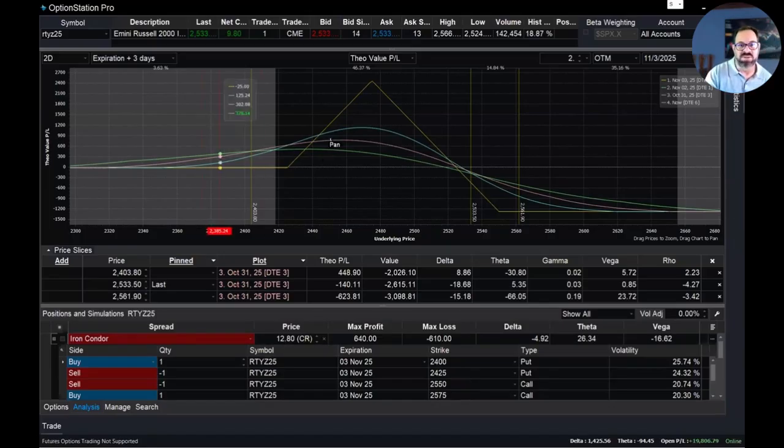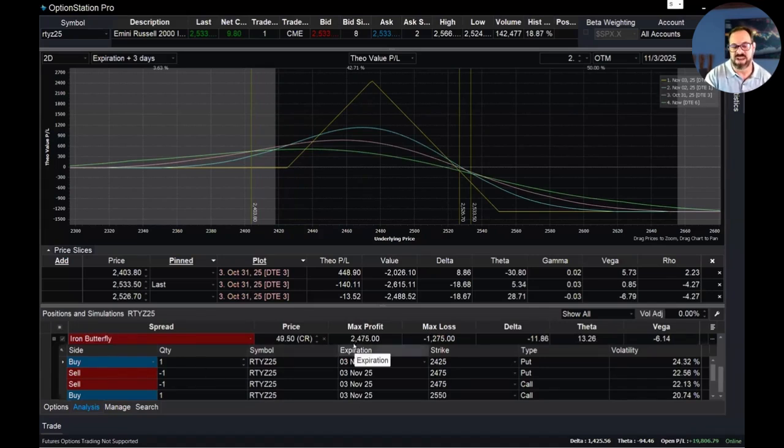Anyway, you can see what's happening with my break-evens. These were the original break-evens on the iron condor, here and here. The break-evens on the iron butterfly are completely different. I have to go much further in for that break-even here. Usually they're more narrow, but the profit will be higher. Instead of the $640, now it's $2,475. So I'm accepting more reward if I get the full reward.